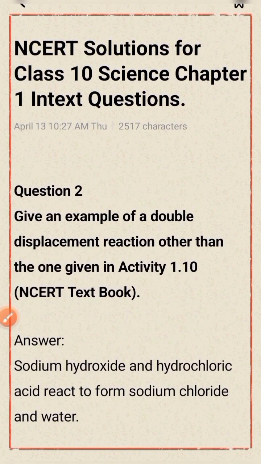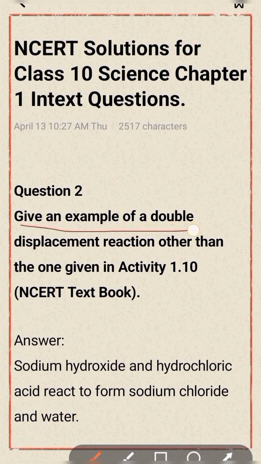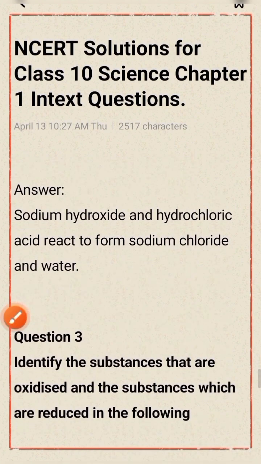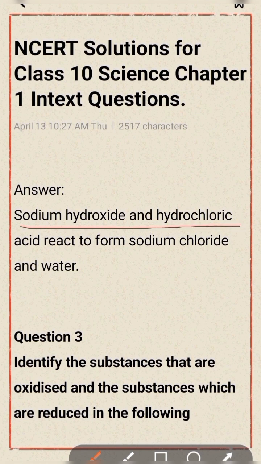Give an example of a double displacement reaction. The other one is given in Activity 1.10 of the NCERT text. That is, sodium hydroxide and hydrochloric acid react to form sodium chloride and water.